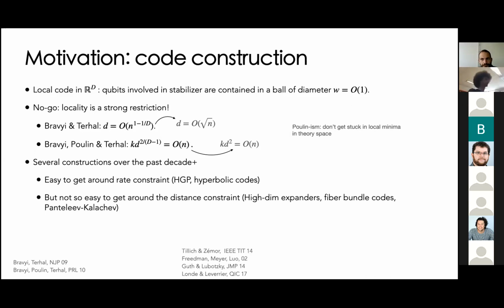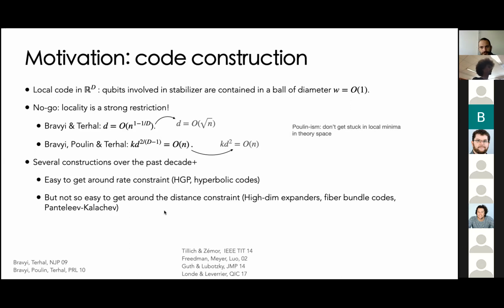On the other hand, it's less clear how to get around the distance constraint. And over the last year, the last half of 2020, we saw one breakthrough after another until December, that culminated in this work by Panteleev and Kalachev, which demonstrated that you can get codes for which the distance is almost n. But the problem with these constructions is that as you increase the distance, you seem to sacrifice the code dimension a lot. But this also encapsulates the work by Hastings and Haah, right? That's right. So these are their fiber bundle codes. Yeah, in fact. Okay. Right.